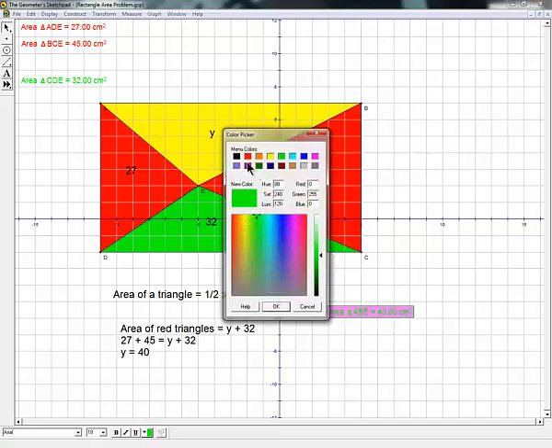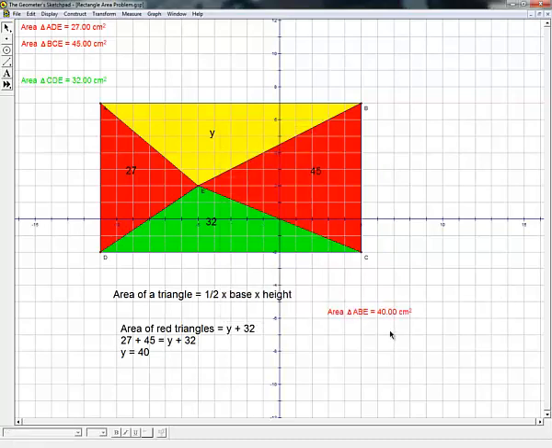Let me choose another color, as you can see here. And that is the end of our demonstration.